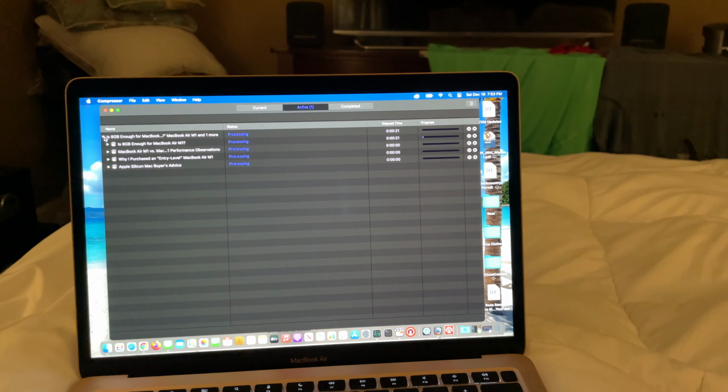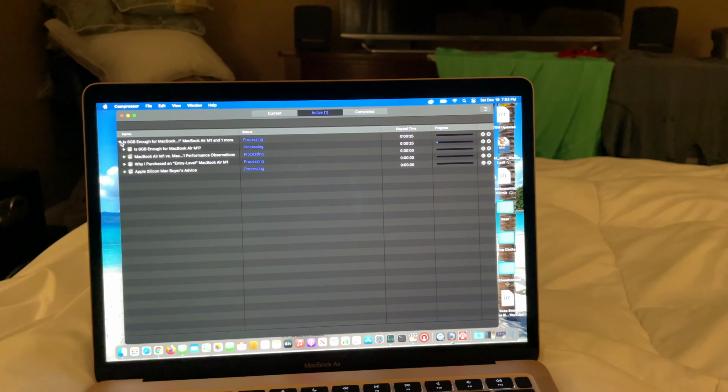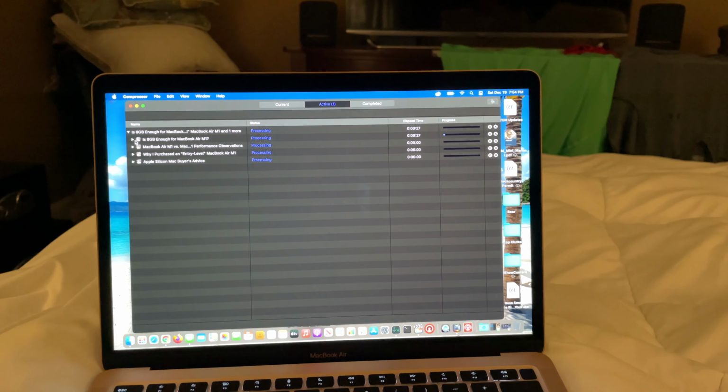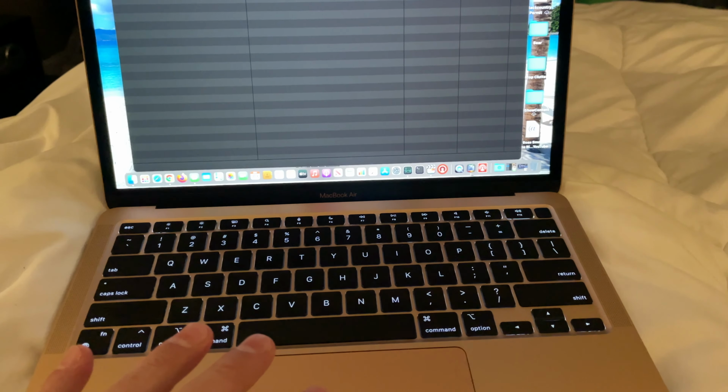is continuously processing stuff on the system. And this is pretty CPU intensive, so this should be a good test as to whether or not this MacBook Air M1 will heat up.